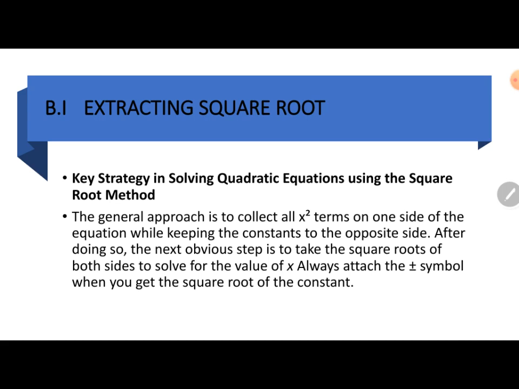So first, as the definition states, the general approach is collecting all the x squared term on one side of the equation while keeping the constant on the opposite side. After doing so, the next obvious step is to take the square root of both sides to solve the value of x. Always attach positive over negative symbol when you get the square root of the constant.